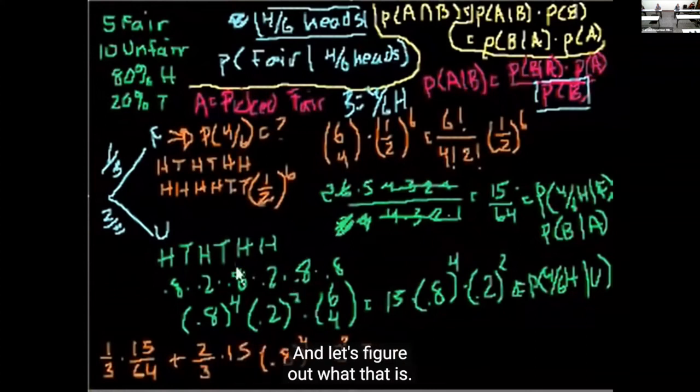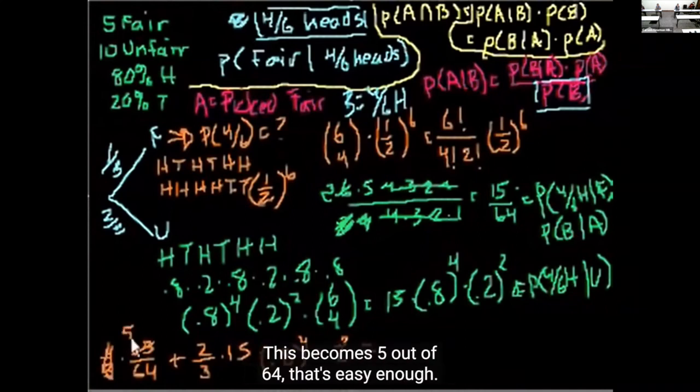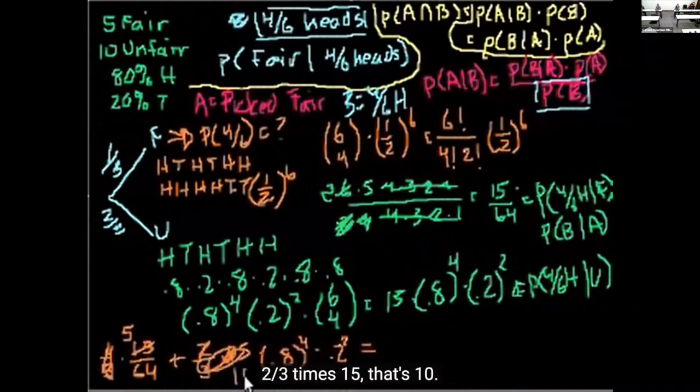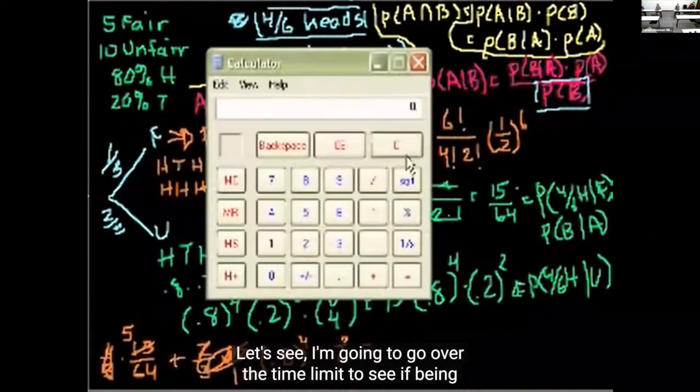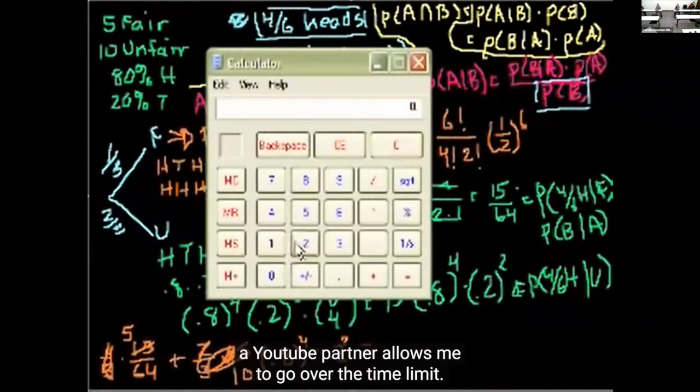And this is the probability of getting 4 out of 6 heads. Let's figure out what that is. Well, this will cancel out. This is 5 out of 64. That's easy enough. 2/3 times 15, that's 10. And we just figure out what that is. Let's see. I'm going to go over the time limit to see if being a U2 partner allows me to go over the time limits.